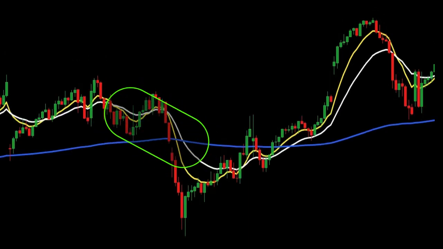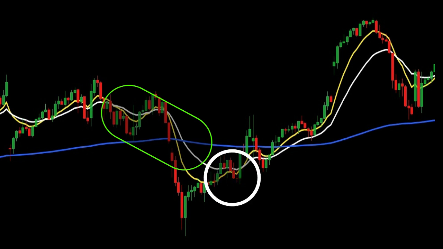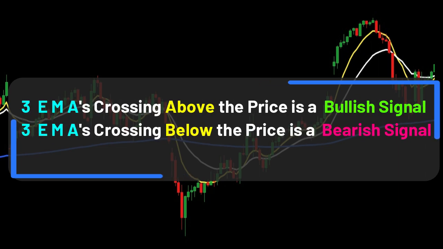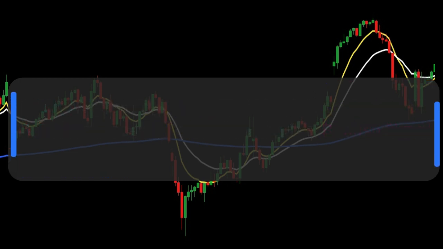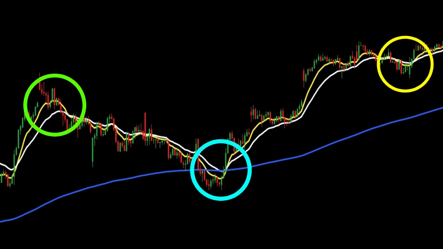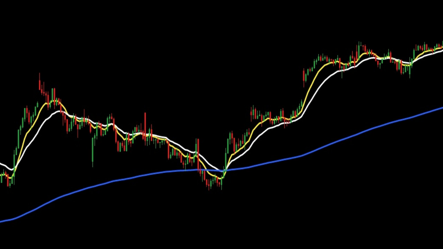The 3 EMAs can give stronger confirmation than just a 2 EMA crossover. It can also give a better context to the price action in relation to the 3 EMA lines displayed on the chart. 3 EMAs crossing above the price at the same time is a strong bullish signal, while 3 EMAs crossing below the price at the same time is a strong bearish signal. These EMAs can also be used to define the best entry and exit levels, since the 3 indicators represent the market trend and price momentum on the chart.